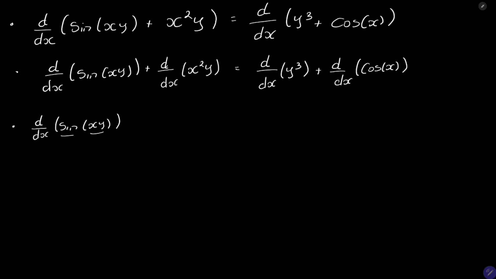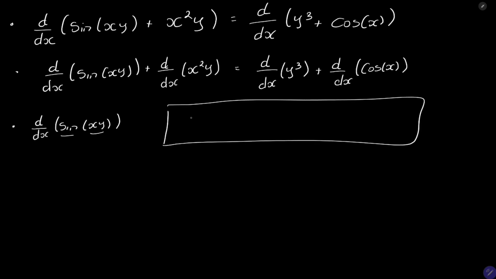So first of all, what does the chain rule state? Let's recall the chain rule. It says that the derivative with respect to x of a function in terms of another function, that is f of g of x, is going to be equal to f prime of g of x times g prime of x.